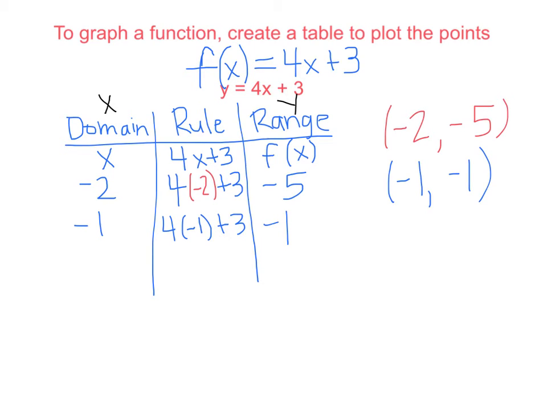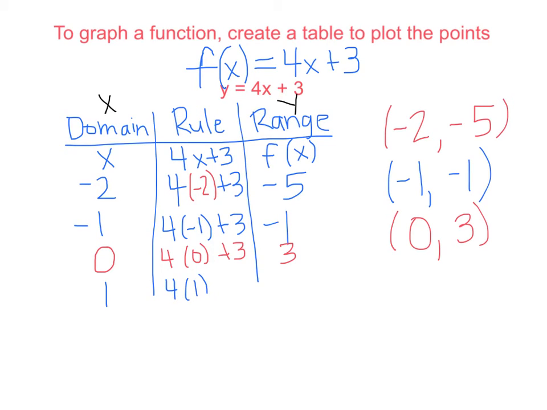Next one, I'm going to put my domain as 0. 4 times 0 plus 3. 0 plus 3 is 3. My third ordered pair, 0, 3. Okay, my next domain I'm going to put as 1. 4 times 1 plus 3. 4 times 1 is 4, plus 3 is 7. And I'm just going to stop right there at these 4 points and move on to graph this function.